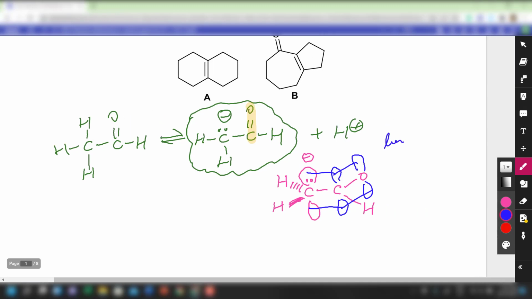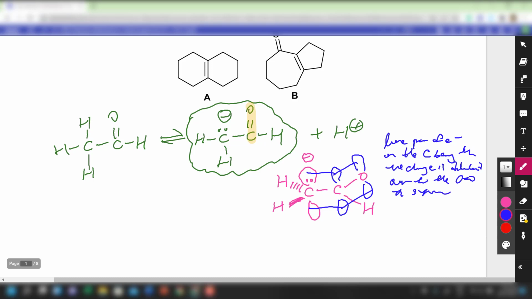So the lone pair of electrons on the carbon bearing the negative charge is delocalized over to the CO pi system. This particular diagram allows you to use a diagram to represent what you want to explain in words: lone pairs of electrons delocalized over to the CO pi system.